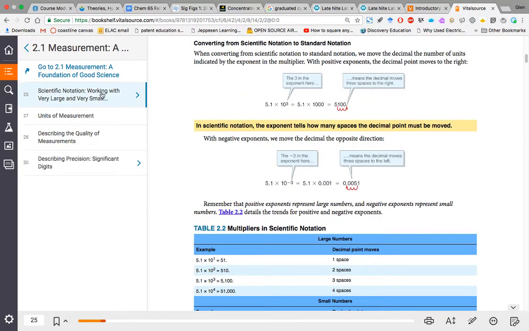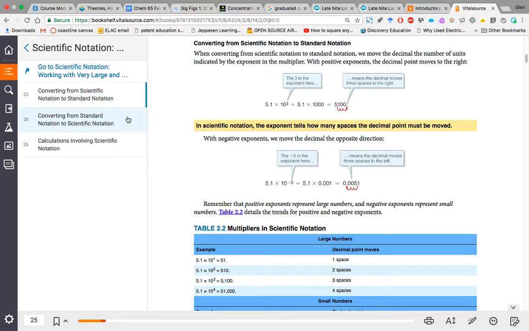Okay, 2.1. This is 2.1? Yes, this is 2.1. Right, now I'm going to tell you about scientific notation.